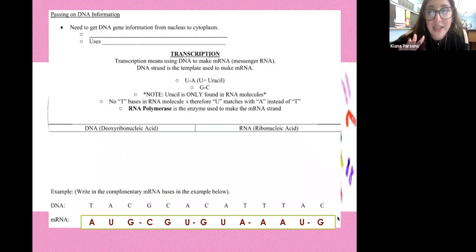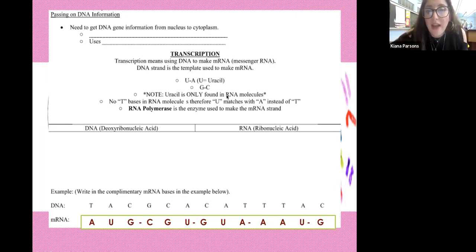And I just said transported, but we're talking actually about transcription. So what is transcription? Transcription means using DNA to make mRNA. So this is where the complementary rule is very important. The DNA strand is the template used to make mRNA. So we have one strand of DNA, and then we're building a complementary strand of mRNA. But in mRNA, there is no T. Instead, there is only uracil. So adenine bonds with U, uracil. So no thymine, only uracil.